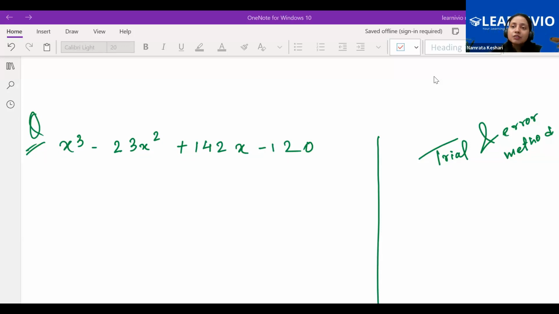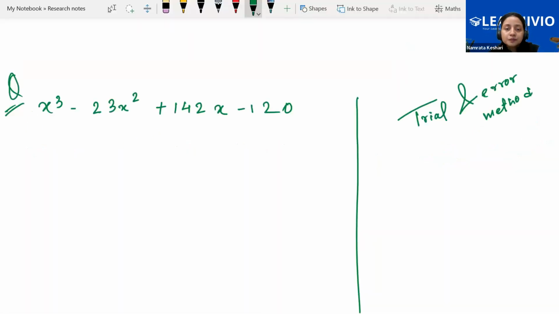So we have one method called the trial and error method. Okay, this method is very time taking. Also, when we apply this method, we are not sure every time that it will give the proper factors or not. So what does this method say?